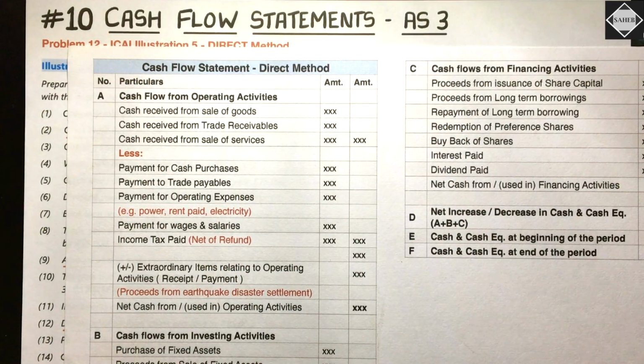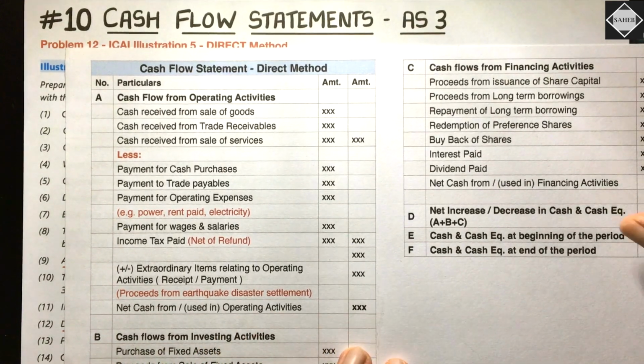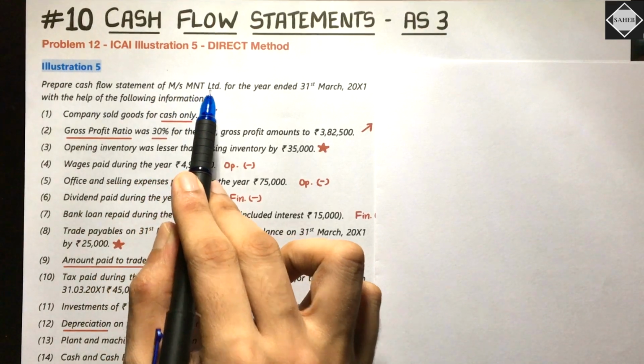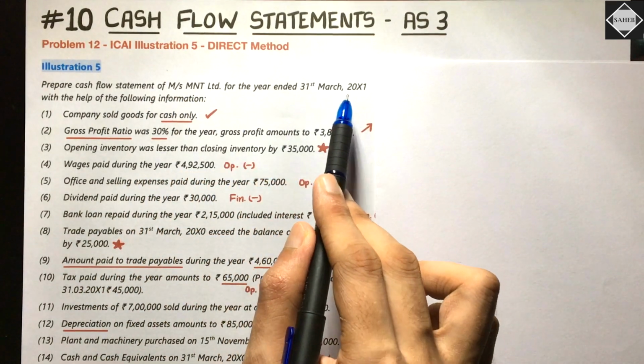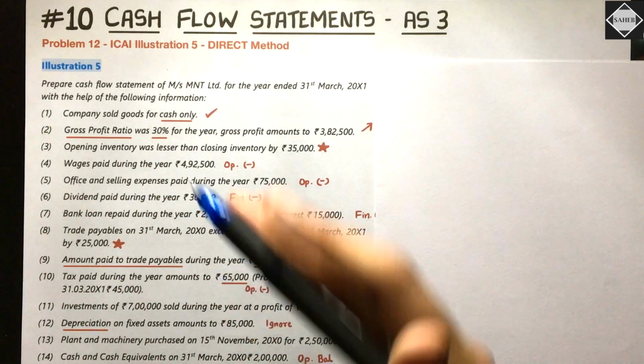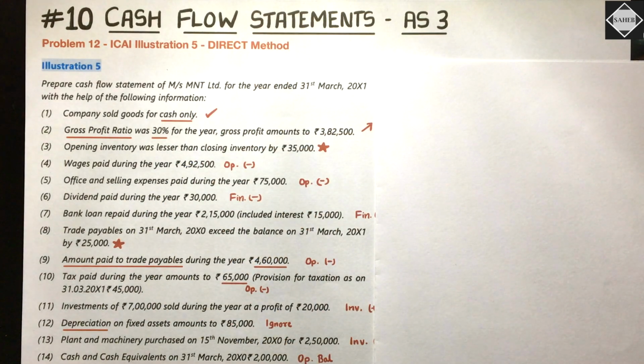Fine. So let's begin. Let's read the question and see how we have to solve it. Now see here. Prepare the cash flow statement of Messrs M&T Limited for the year ended 31st March 2021 with the help of the following information. So here we have been given lots of information. As you can see, a total of 15 points are there. So let's go one by one.